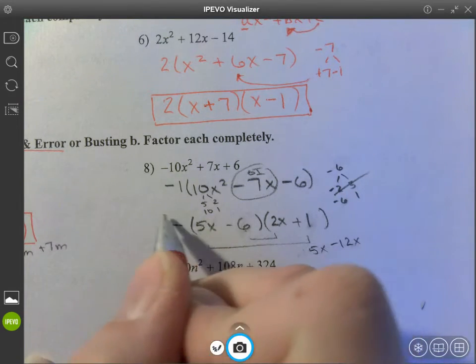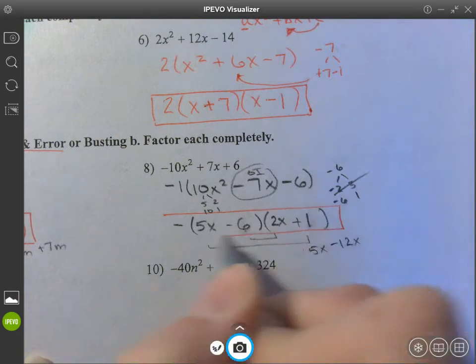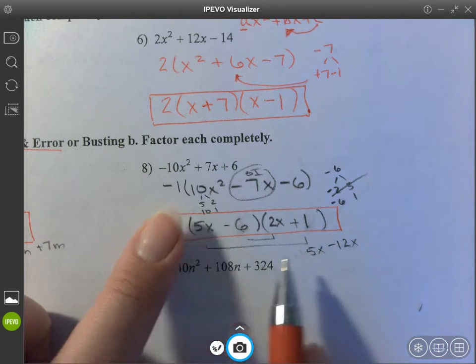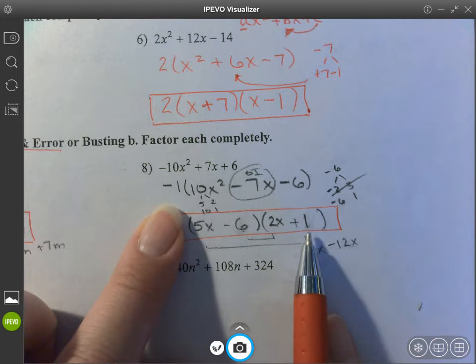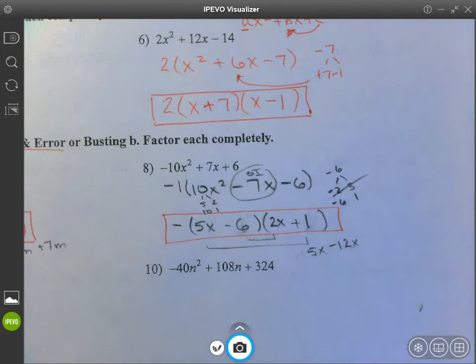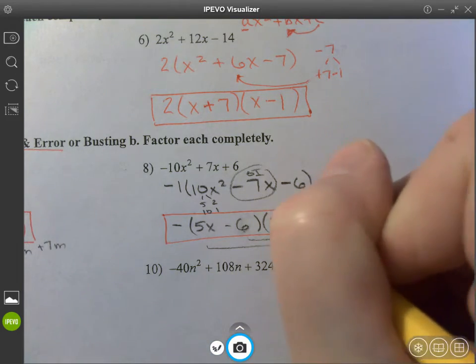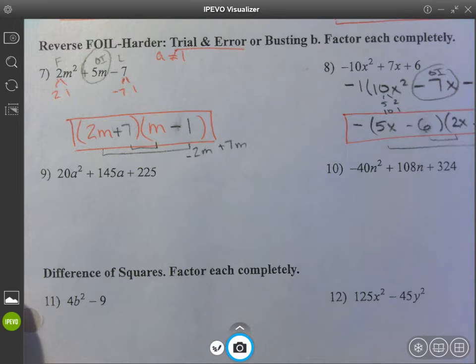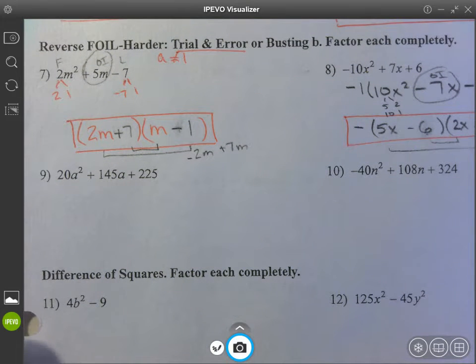We can move on. Now, if you didn't factor out the negative sign, you might have had it as -5x plus 12, or had this and -2x minus 1. Just depends on how it fell. All right, how about number 9? If I jump in, I'm making my life a lot harder, aren't I? So what should I do before I reverse FOIL and trial and error or bust B? Is there a GCF?